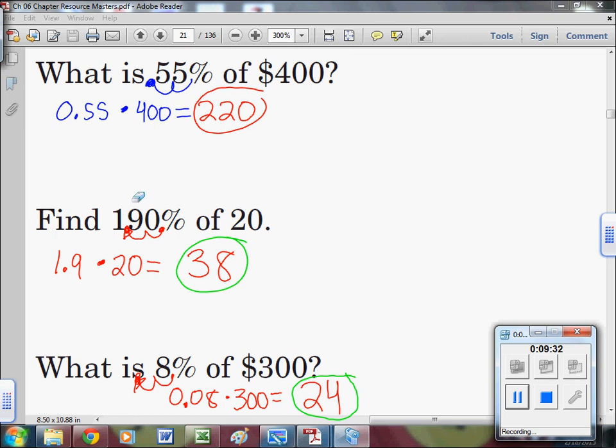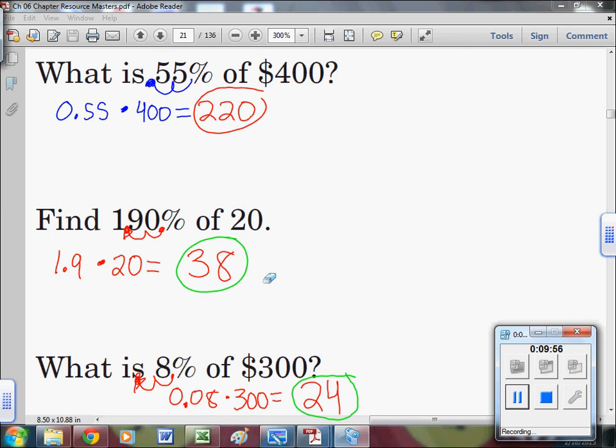And the second one, 190%, well, that's more than 100%. So we're expecting an answer that's bigger than our number. In fact, it's almost 200%, which means our answer should be almost 2 times the size of the original. The original was 20, so almost 2 times that. Well, 2 times that's 40. So we're expecting an answer just under 40. And that was reasonable with what we received. So 38 is a reasonable answer.